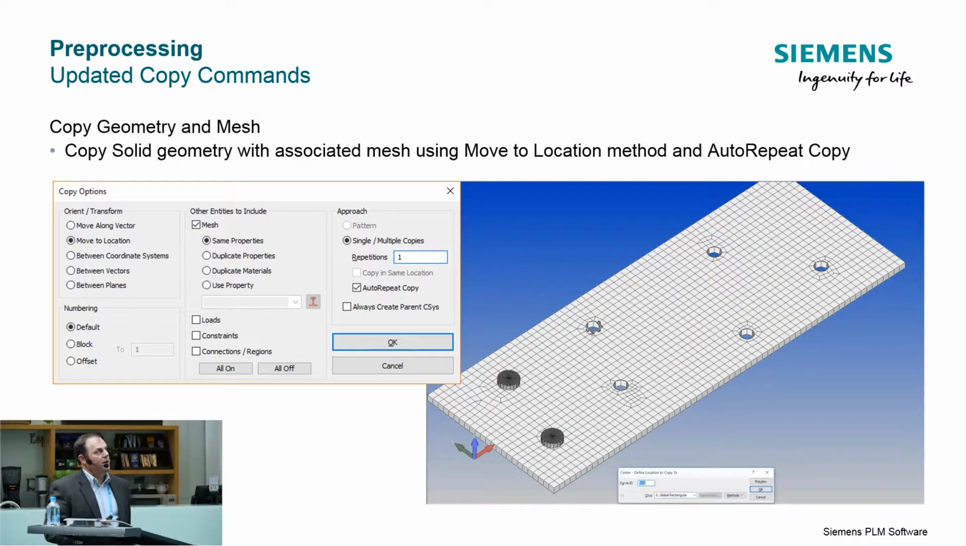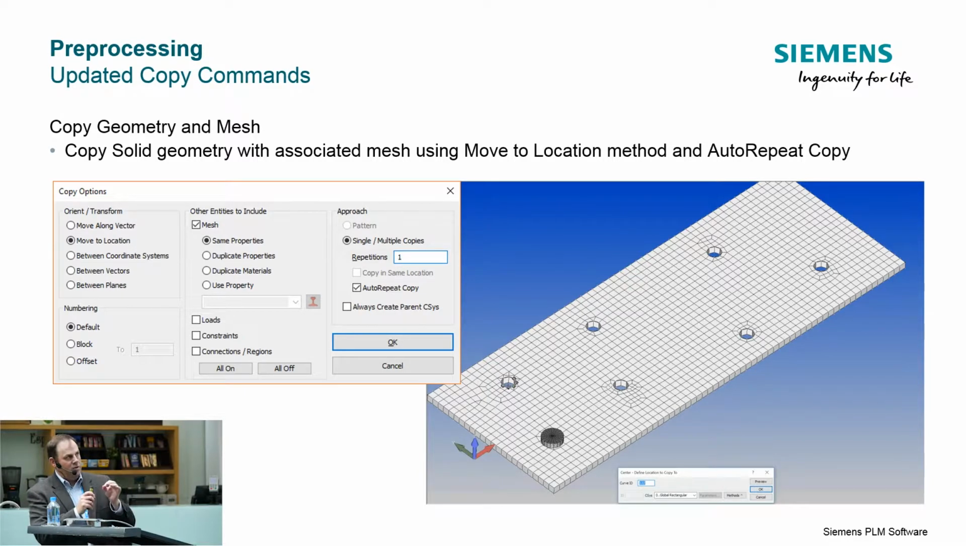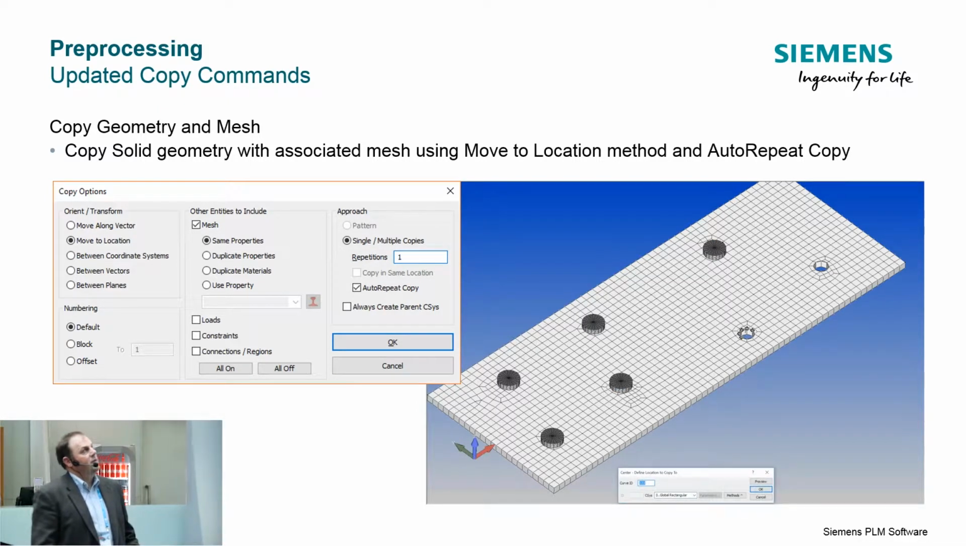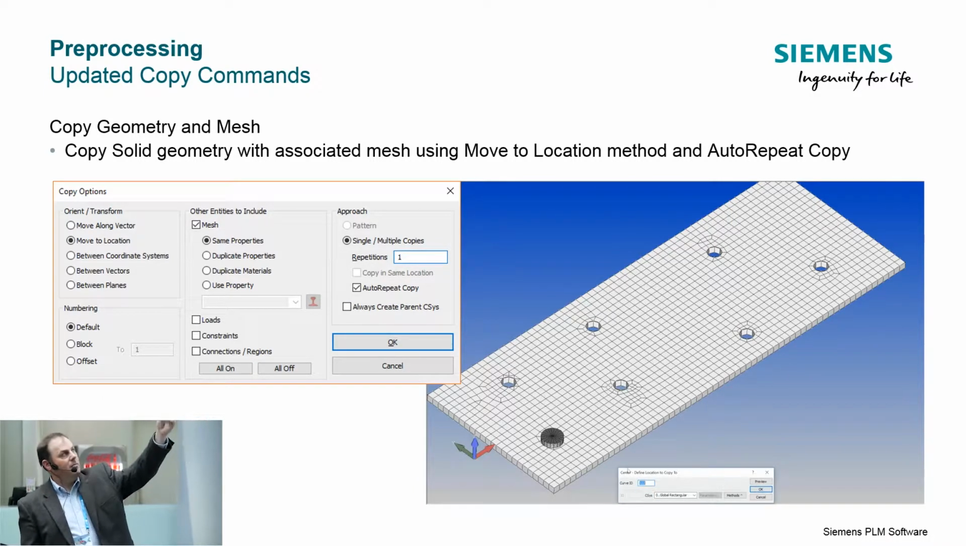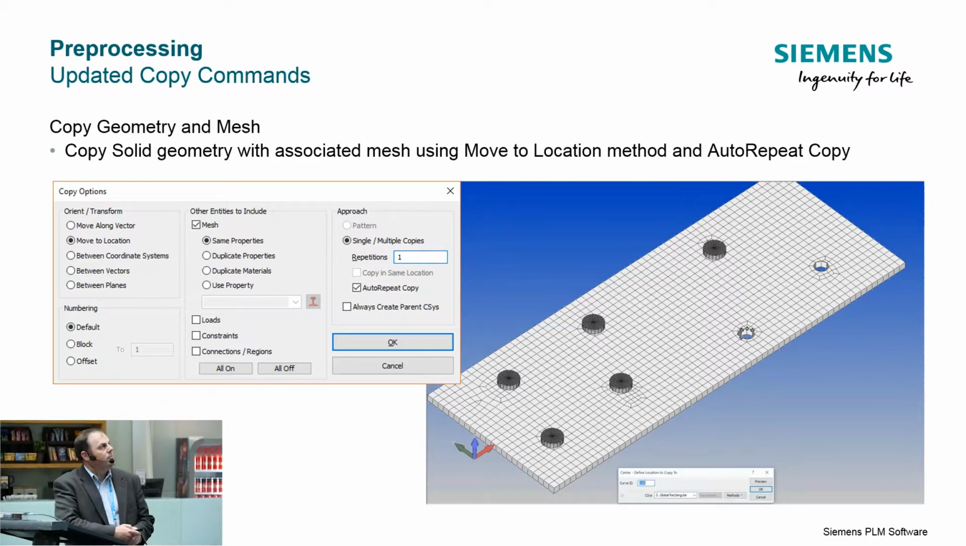We also added an auto-repeat copy option. Essentially, you pick the geometry you want to copy, in this case a cylinder. You give it a single starting location, and then you simply pick the locations, as many as you like, and once you're done, you click cancel. In this case, you're able to make 6 copies of this bolt using a single command.